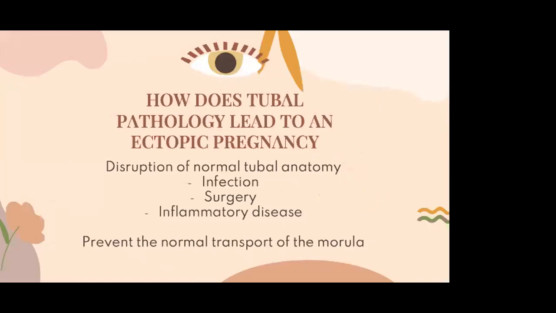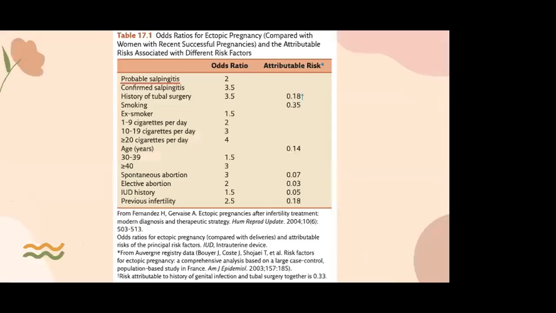So when there is a tubal pathology, there's disruption of the normal tubal anatomy as seen in infection, in previous surgery, and inflammatory disease, preventing the normal transport of the ovum. This table just summarizes the odds ratio for ectopic pregnancy and the attributable risk associated with different risk factors. And in our present patient, it's the probable salpingitis that might have put her at risk of having an ectopic pregnancy.